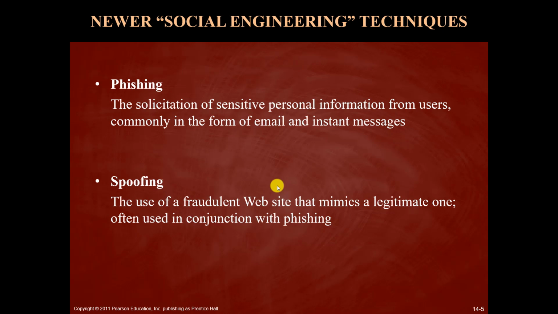Sometimes he would just raid trash cans of banks, of organizations, to find sensitive data there, maybe login information or some personal information that can be used for getting access to a computer network. So it was more on the social engineering side. Now, some common social engineering techniques involve phishing and spoofing. Phishing means solicitation of sensitive personal information from users, commonly in the form of email and instant messages. Not necessarily, though; it can be over the phone. I already gave you one example.